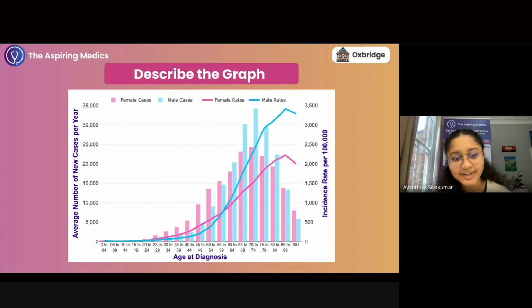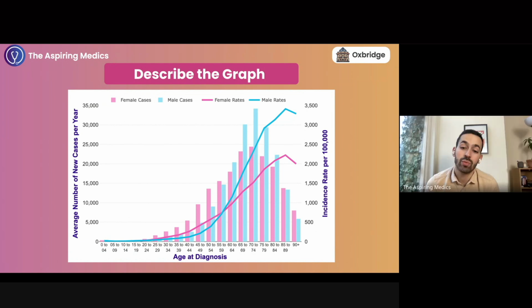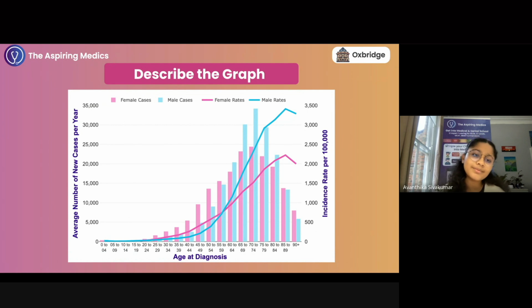Sorry, do you mean apart from the factors we've discussed so far? That's why for females, yeah. But now let's think about why males would have a higher rate of cancer at 55 and beyond.